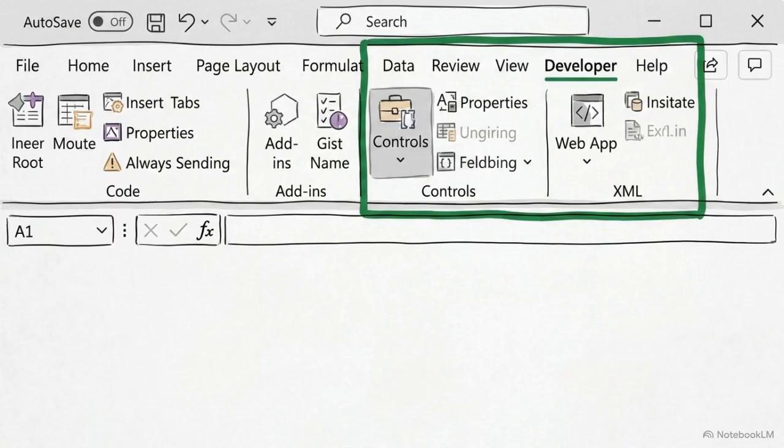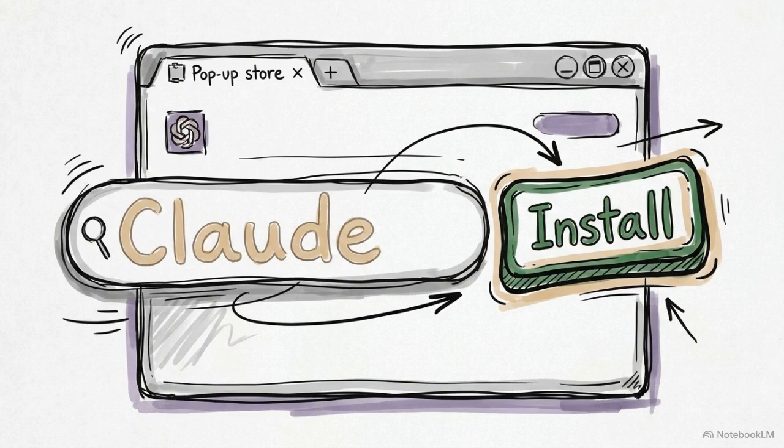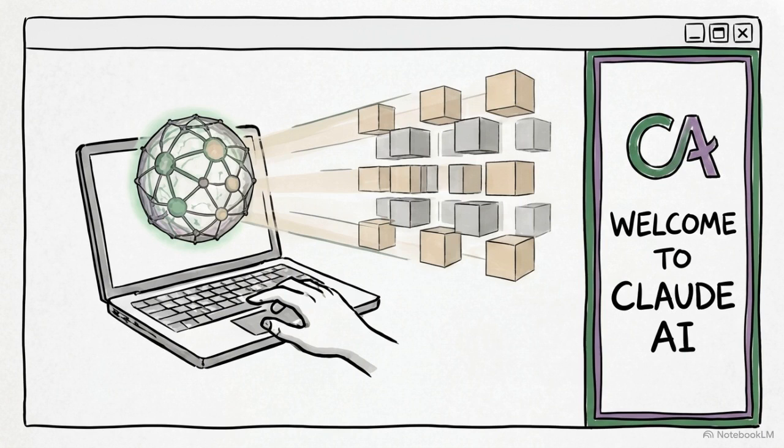To get started, open your Excel ribbon and navigate to either the Developer or Programmer tab, depending on your version. From there, locate the Add-ins group and click the Add-ins icon. In the Store window, type Claude into the search bar, hit Enter, and install the official add-in. Once you sign in with your Pro account, the tool will appear on the right side of your Home tab.